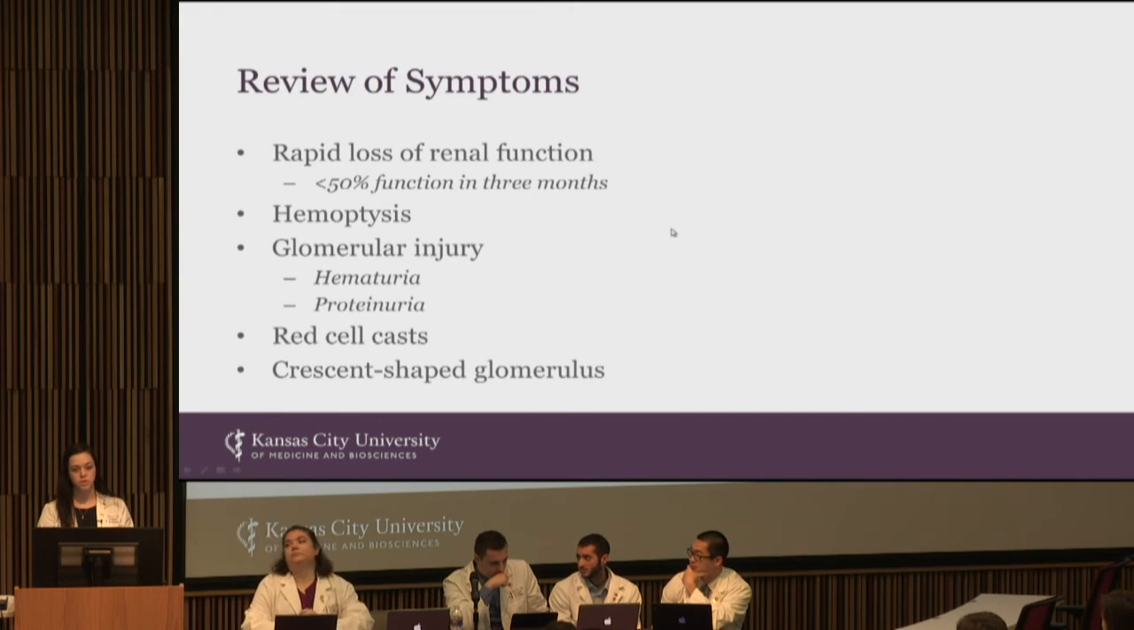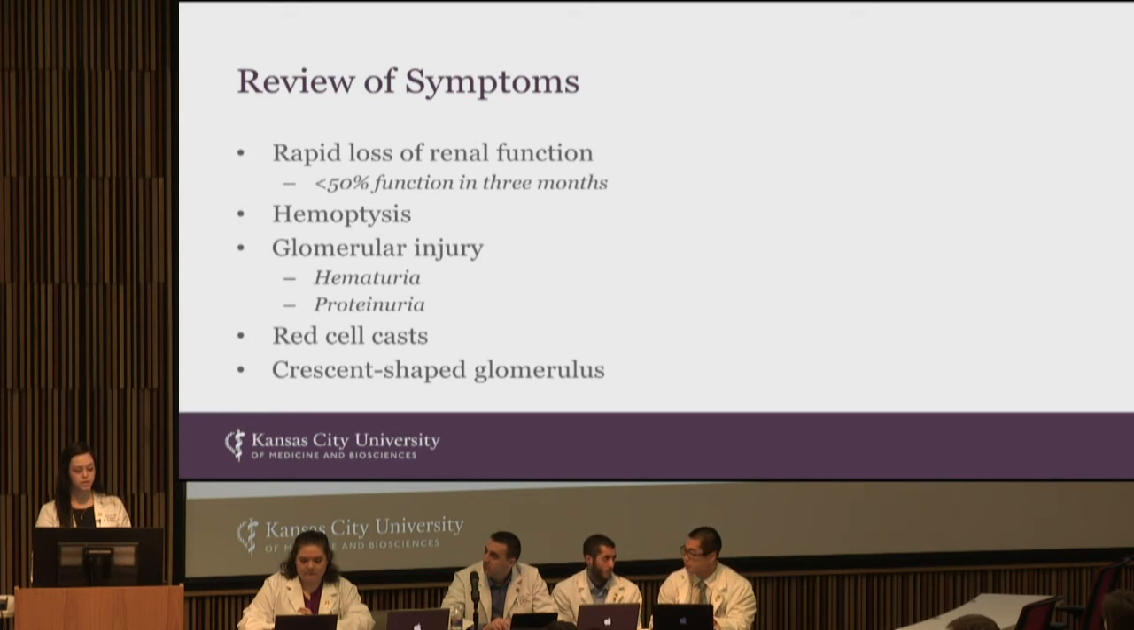All differential diagnoses for our patient fall under the overall diagnosis of rapidly progressive glomerulonephritis due to a rapid loss of kidney function, which is defined as less than 50% function in a time period of 3 months. Additionally, rapidly progressive glomerulonephritis is characterized by hemoptysis and glomerular injury as evidenced by our patient's hematuria and proteinuria. The hallmark pathologic conditions of this clinical presentation are red blood cell casts and crescent-shaped glomeruli, in which crescent formation occurs due to extracapillary proliferation of epithelial cells.